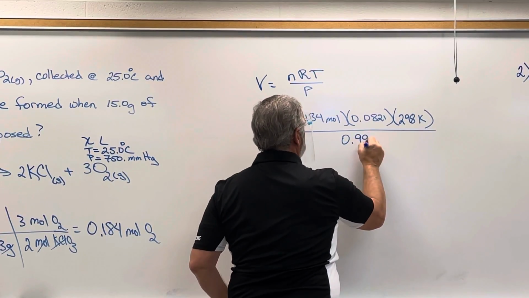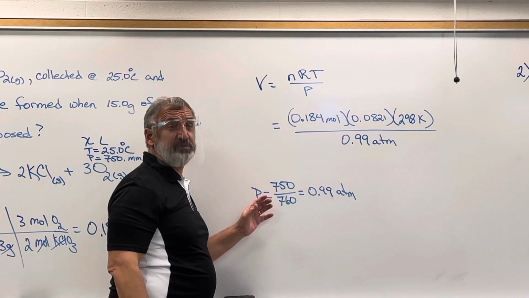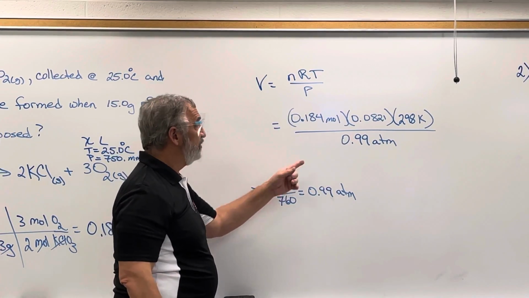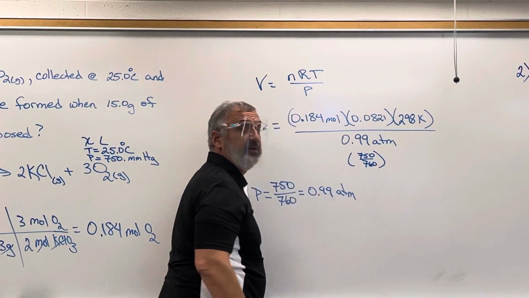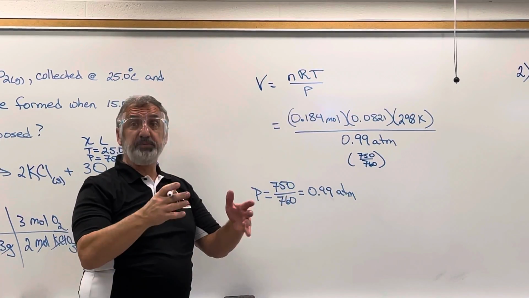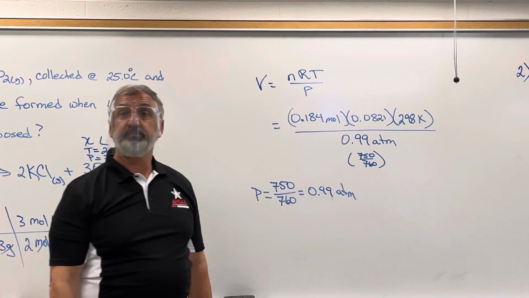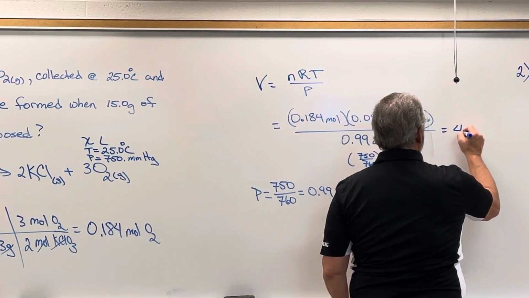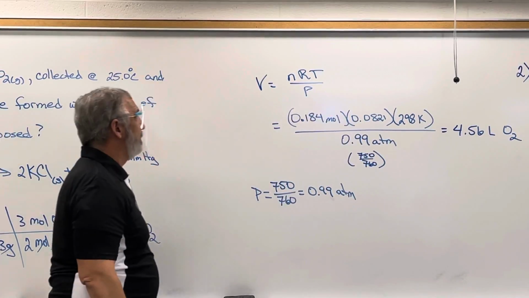Wouldn't it be more accurate just to put it all divided by 750 over 760? You can if you want to. You can just put that in as one thing. I was just trying to make it less complicated by doing it separately. But yes, you could have just plugged 750 over 760 in the denominator. And as long as you use parentheses, your calculator can do multiple levels of parentheses. So what does all this come out to? 4.56 liters. Liters of oxygen. Okay?